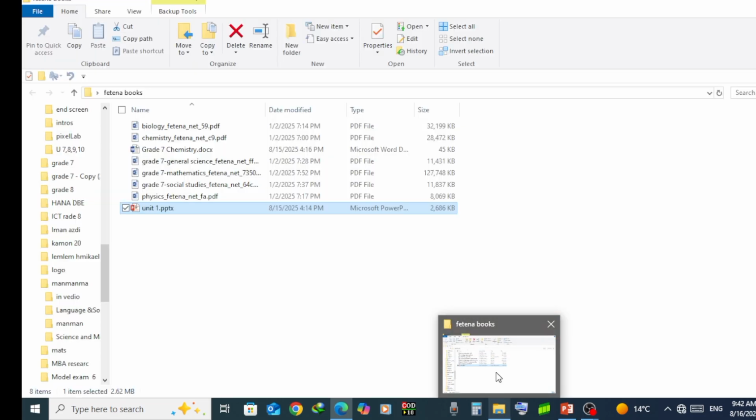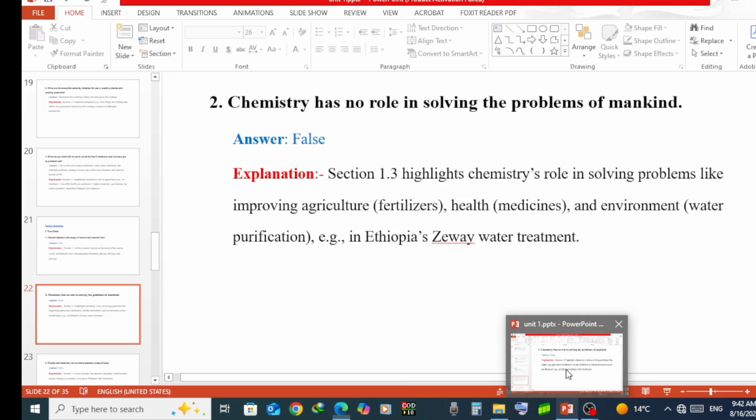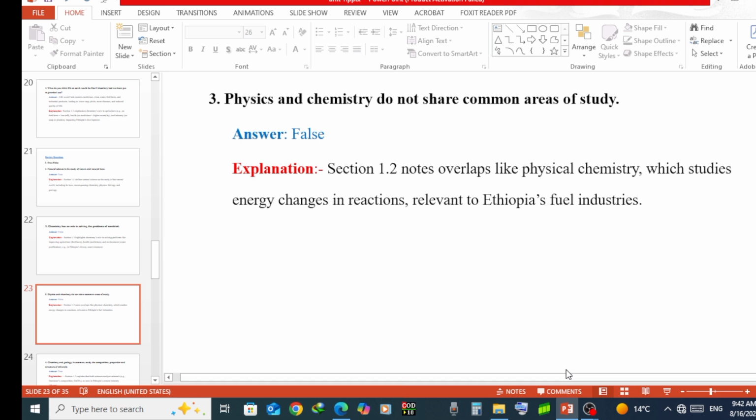So the answer for question number 3 is false, because section 1.2 notes overlaps like physical chemistry, which studies energy changes in reactions, which is relevant to Ethiopian fuel industries.